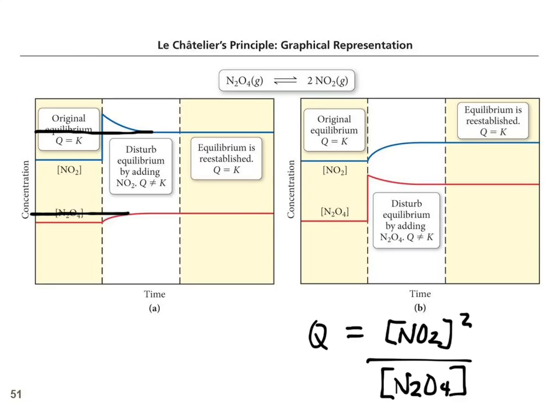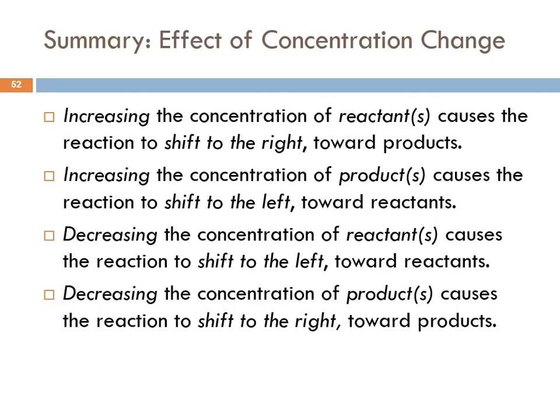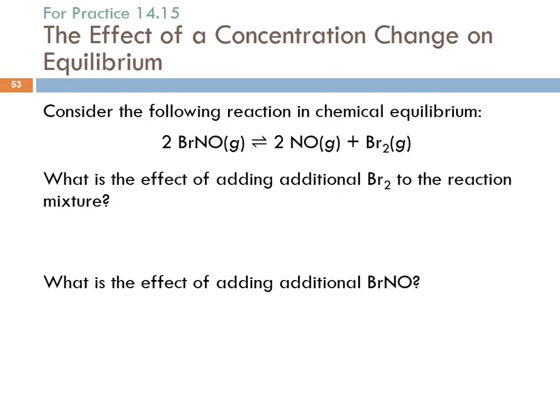Okay? So summary, I don't recommend memorizing this. Sometimes when you put things down in writing like that, it's really confusing looking. If you add reactant, it'll shift to the product. If you add product, it'll shift to the reactant. If you take reactant away, it's going to say, hey, we need to make more of that, and it'll shift to the reactant. It's trying to undo what you did to it, like a stubborn child.